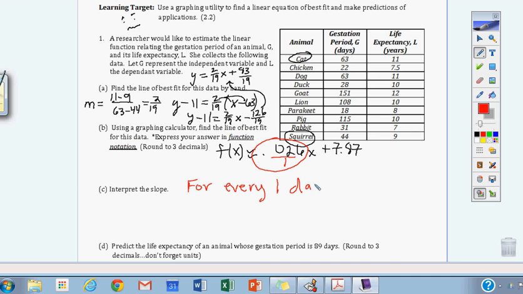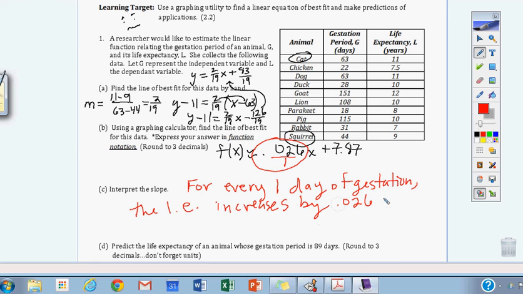For every 1 day of gestation. That's basically what's going on. The gestation day is increasing by 1. Well, what happens? This is a positive slope. So we would say the life expectancy increases. It's hard to write with this, sorry. By 0.026, and that would be years in that case.